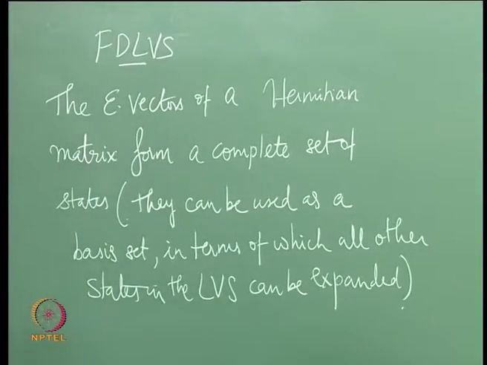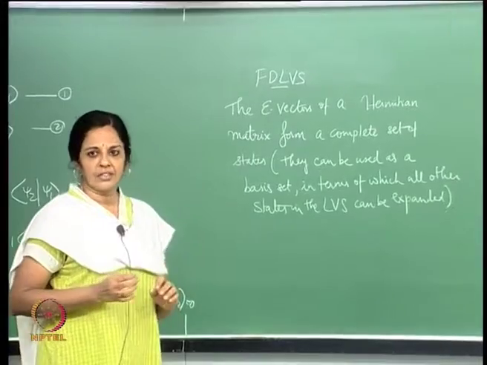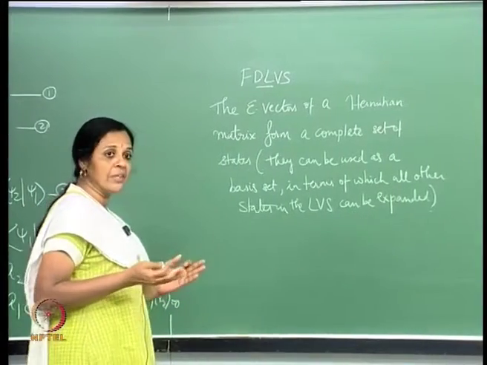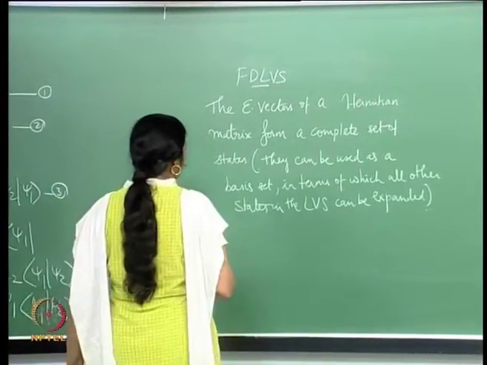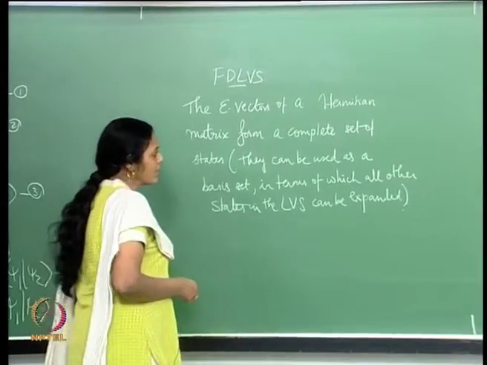So, basically I need to show that the eigenvectors of a Hermitian matrix span the entire linear vector space. They form a complete set. To prove this, I do the following.